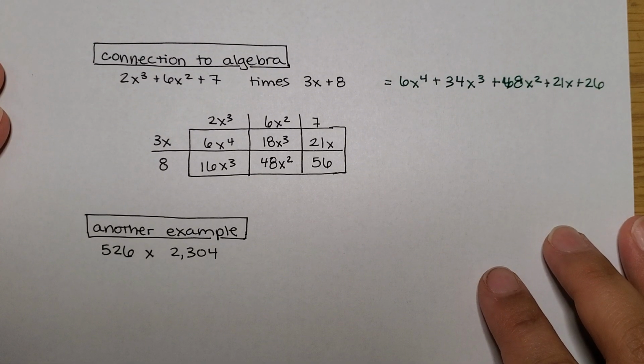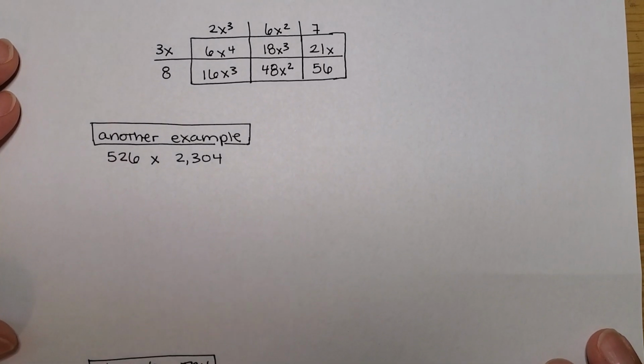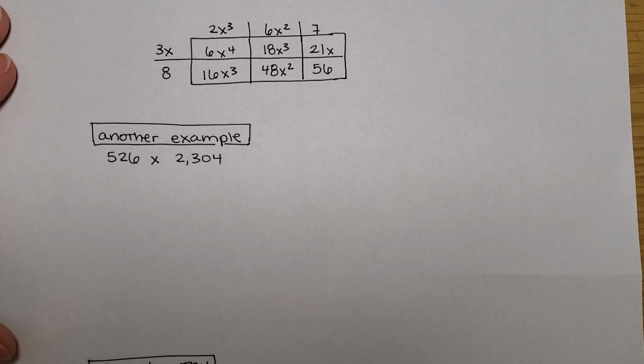Now I wanted to do one more example, since we'd only done one example together in here, of finding the product using the box method.